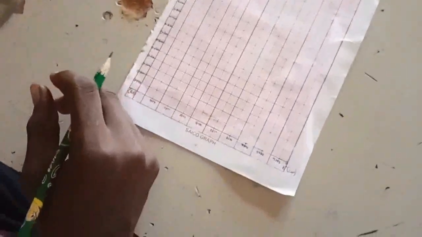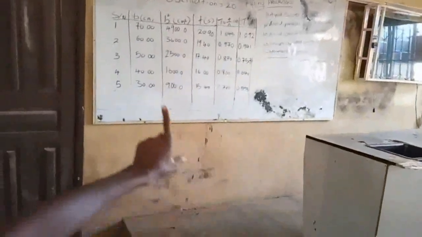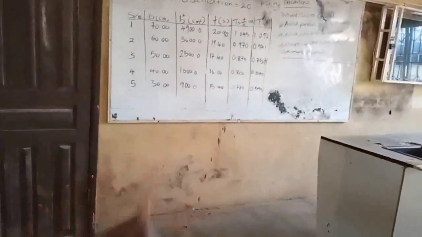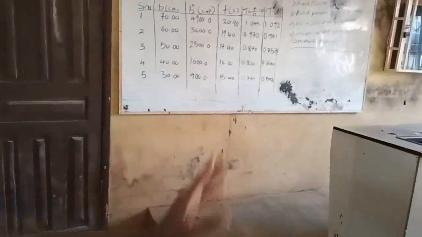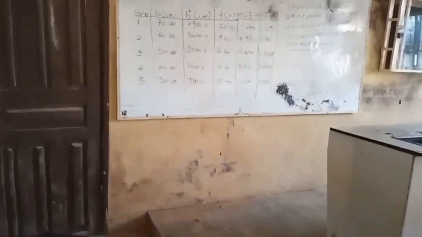Initially, when t square is 1.092, my b square is equal to 4,900. Now, how do we plot all this on our graph? From here, I can easily find that 1.092 should lie after 1.0.